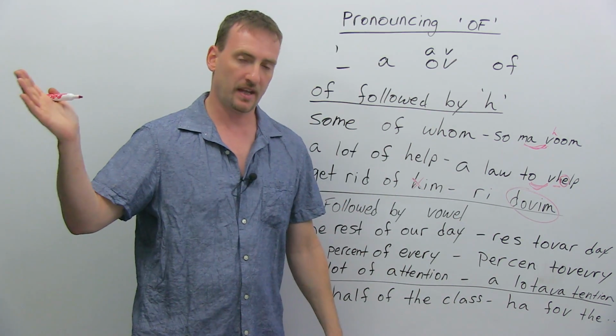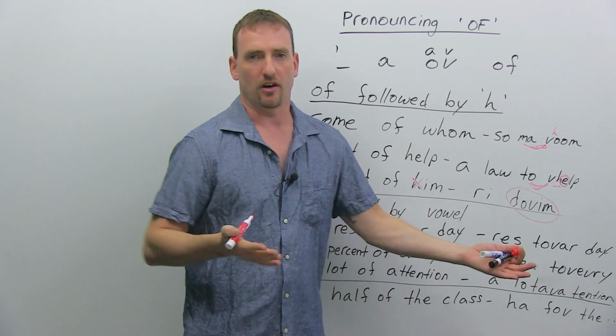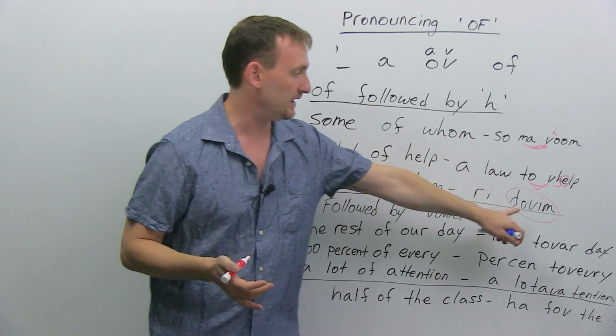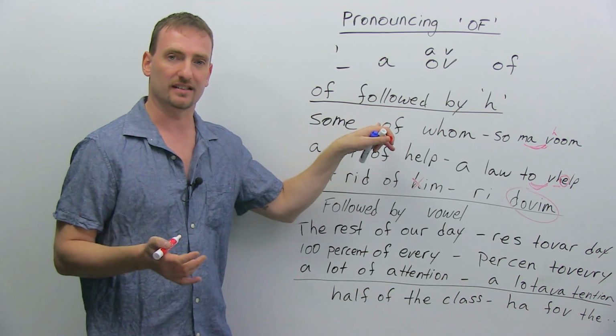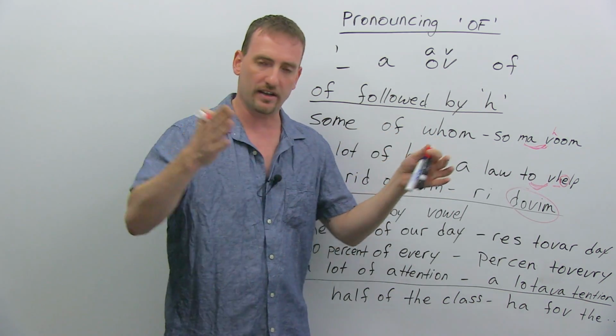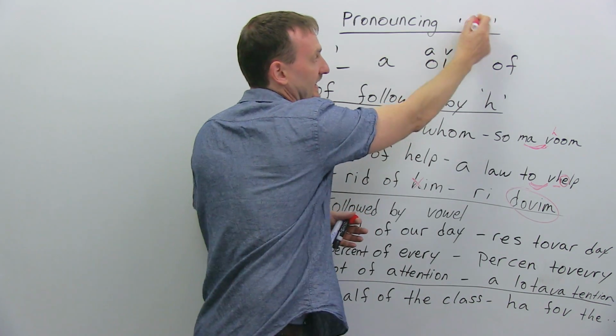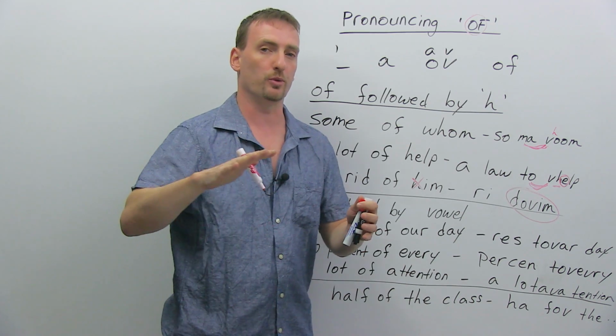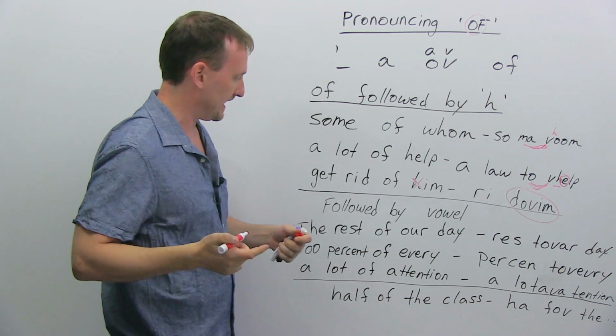Get rid of him. Now, the reason we're looking at all this is because when you watch movies or you speak to a native speaker, they will speak like this, not like this. And you need to understand that all they've done is they've basically taken the of and just squished it. They've used it as a bridge between words, okay? So be able to recognize that.